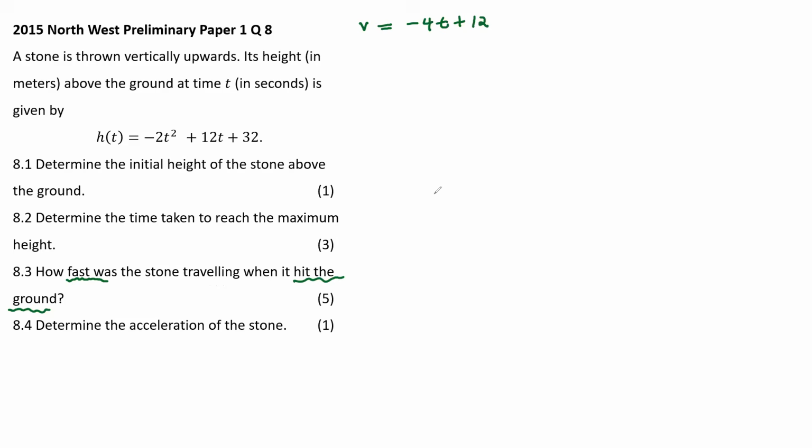Okay, here's the logic. Work with me. The stone was here. We threw it. It went up, up, up, reached its maximum height after 3 seconds. Went down, down, down. Remember, it was above the ground, so this will be the ground. So it went down, then it hit the ground. And the question is, how fast was it moving when it hit the ground? Remember, when we threw it, it was 32 meters above the ground. That's where we threw it from in 8.1 initially. It went up to the maximum height, then came down to the ground.